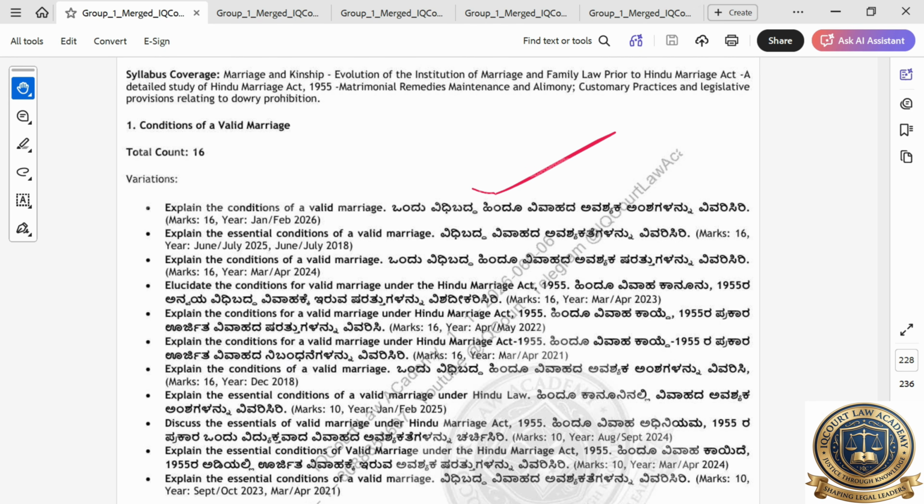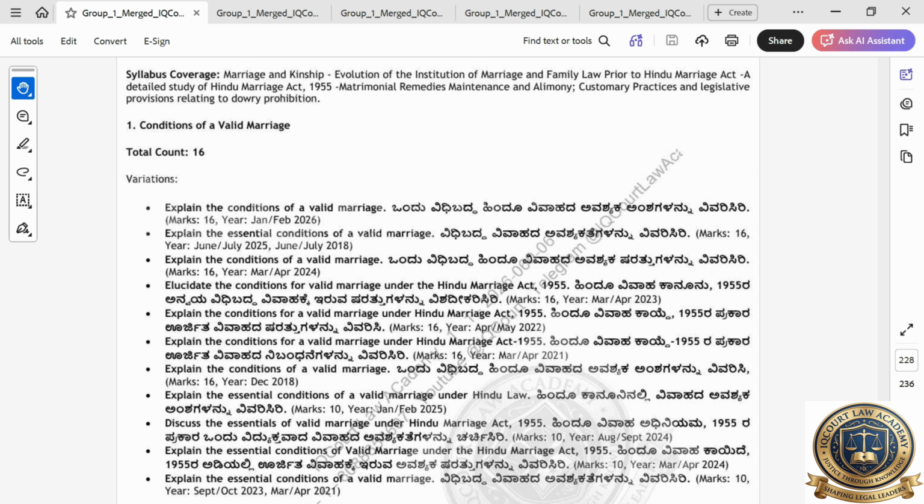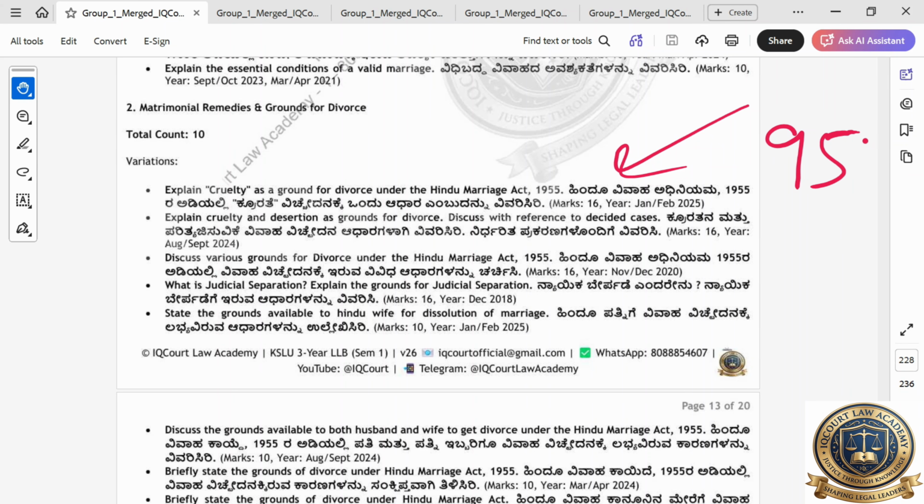Explain the conditions of a valid marriage. ಒಂದು ವಿಧಿಬದ್ಧ ಹಿಂದೂ ವಿವಾಹದ ಅವಶ್ಯಕ ಅಂಶಗಳನ್ನು ವಿವರಿಸಿ. Explain the conditions of a valid marriage. This has 90% probability. This question will appear in your exam. This is a 99% important question related to valid marriage. This is very easy question. A 95% probability is there. It will come, 99% probability is there.